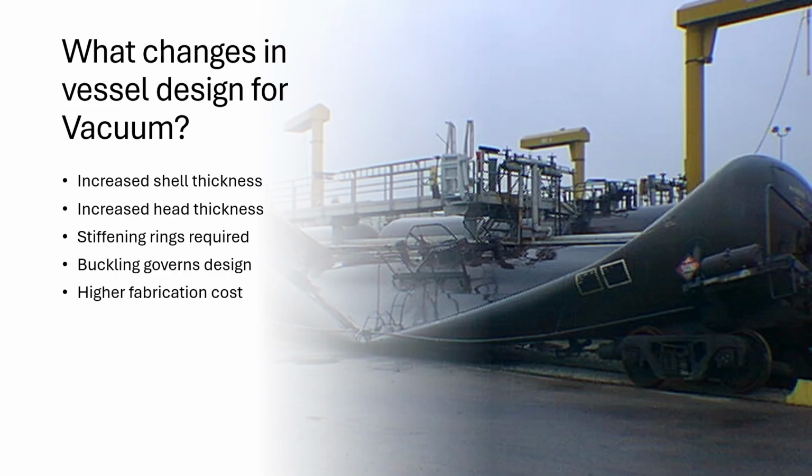Stiffening rings are circular rings welded around the vessel shell. They reduce the unsupported shell length and increase stiffness, which helps prevent buckling under external pressure. This is why vacuum rated vessels are heavier and more expensive, especially when full vacuum is specified.